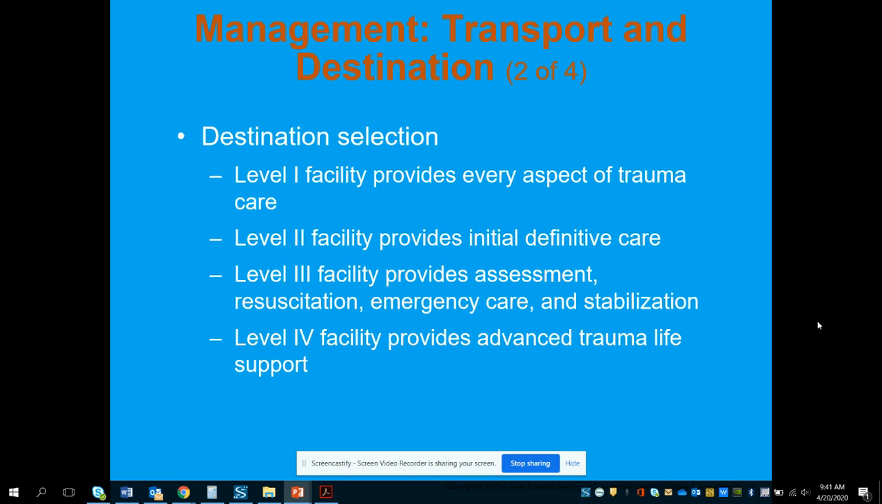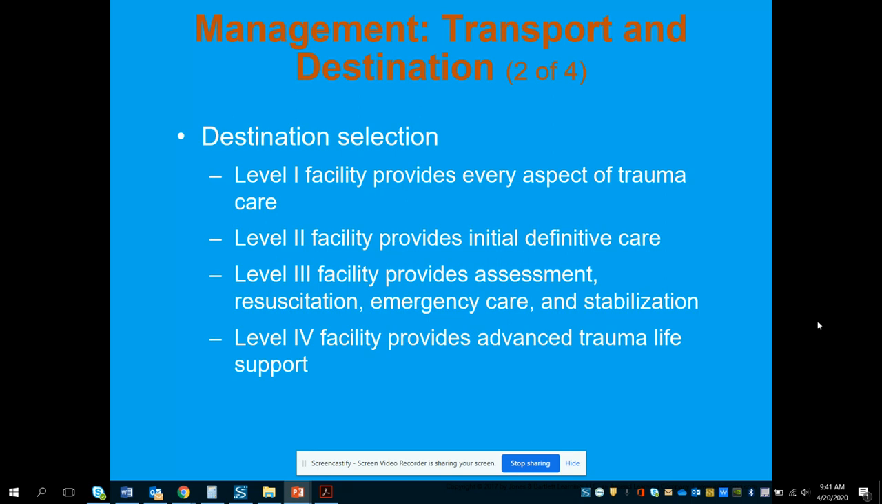The level 3, they have a little bit more. They can provide assessment, resuscitation, emergency care, and stabilization. So again, you could divert there to stabilize the patient if you had to. But where we're really focusing when we say this patient is a trauma, and so not that they had that non-significant mechanism of injury, but they are a significant trauma, they need to go to a level 1 or a level 2 facility.